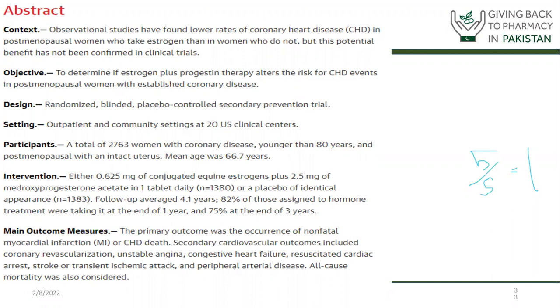Mean age was 66.5. The intervention is that we give conjugated estrogen plus medroxyprogesterone acetate in one tablet, or a placebo of identical appearance, and we see what the impact is. 1380 received this, 1383 received that. Follow-up averaged 4.1 years. You can see how expensive this study is. Of those designated to hormone treatment, some were still taking it at the end of 1 year and 75% at the end of 3 years.